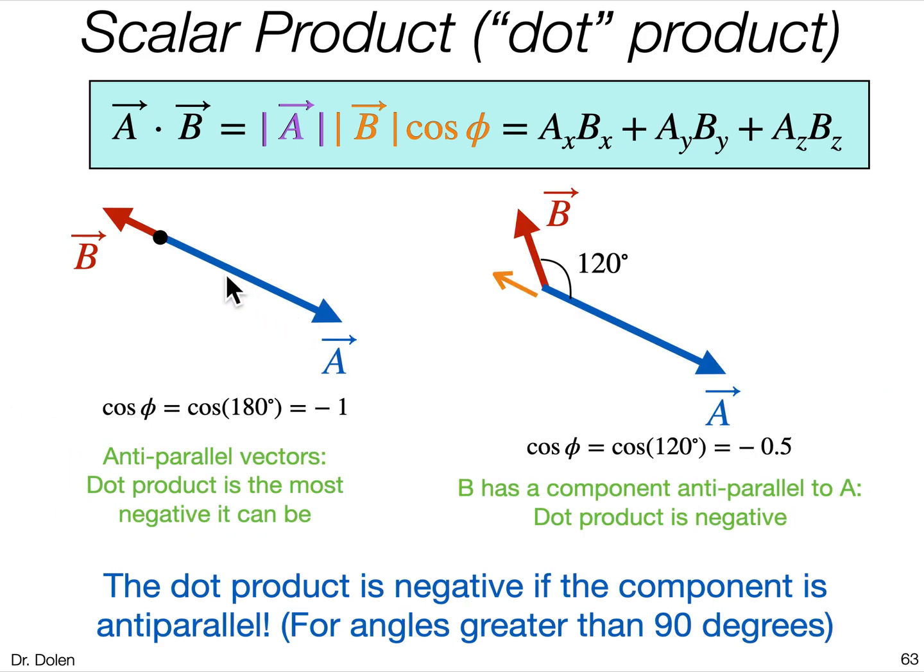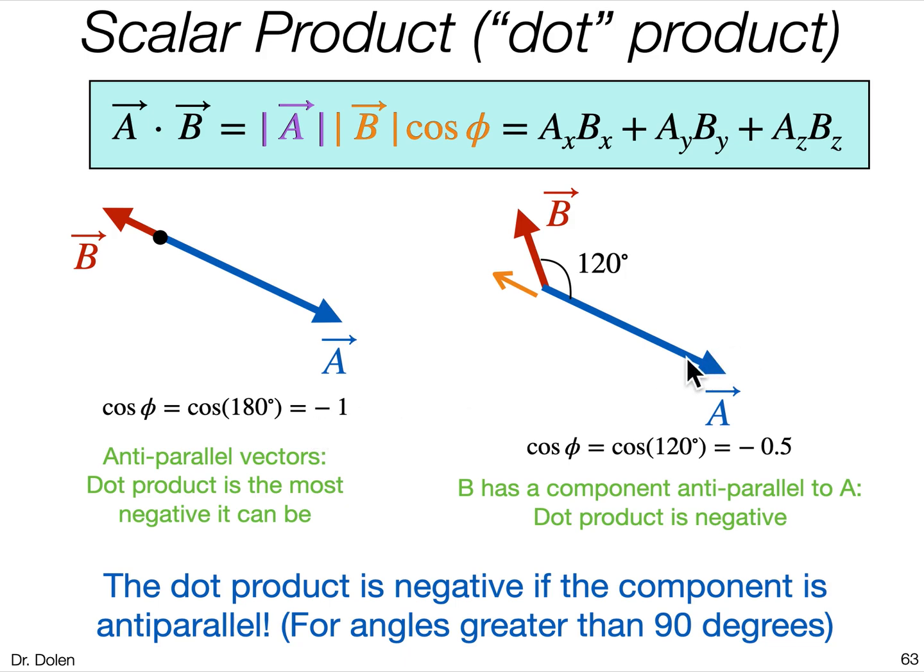It also can tell you if they're antiparallel or not. Right? So if I have these two vectors, A and B, and I calculate their scalar product, I plug in the angle between these two vectors, which is 180 degrees. Cosine of 180 degrees is -1. Right? So that's kind of the smallest a dot product can be, when two vectors are antiparallel. That's the most negative that the dot product is going to be.